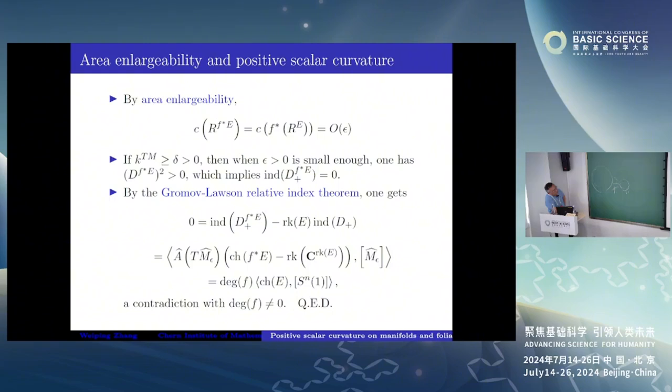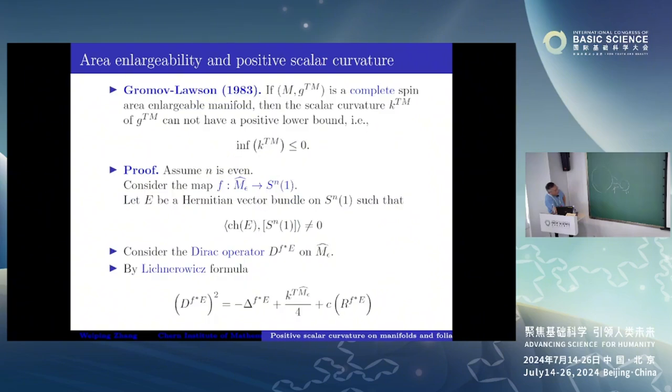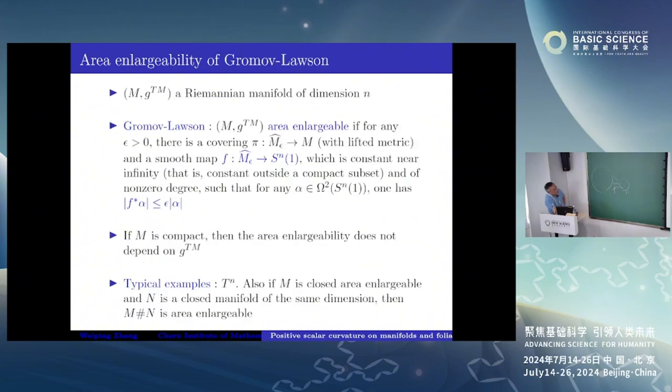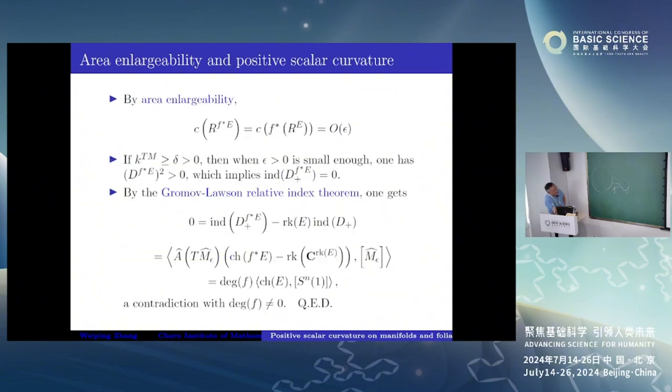Then you take the difference of these indices, which by Gromov-Lawson's relative index theorem is equal to this one. If you compute it directly, it is indeed equal to the degree of this map F and the Chern character. We have assumed that the Chern character is equal to 0, and in the definition of enlargeability, we assume the map F is of non-zero degree. So we get a contradiction, because the right-hand side is non-zero.